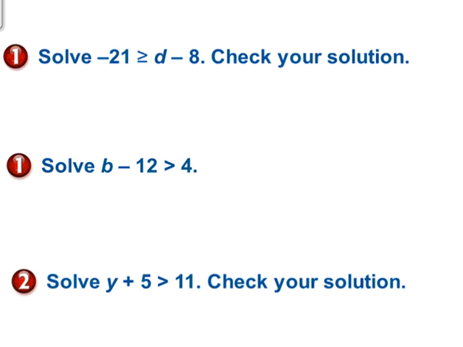Negative 21 is greater than or equal to D minus 8. I'm going to add 8 to both sides. These two 8s cancel out. D then still is on the smaller side. This is a D, smaller side, so I have a negative 21 plus 8.